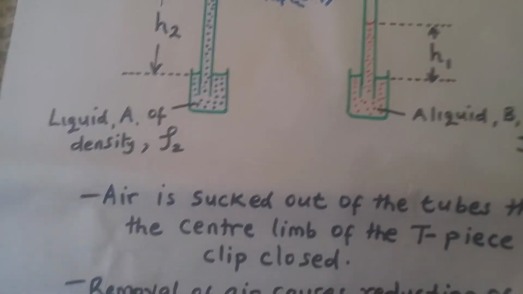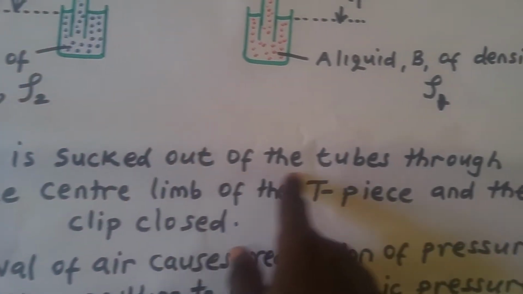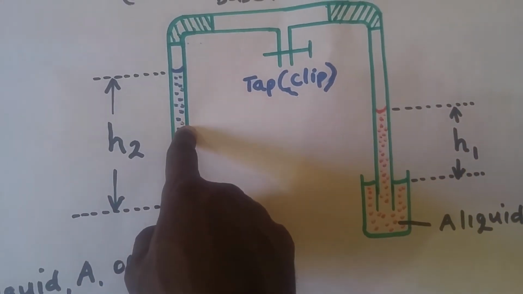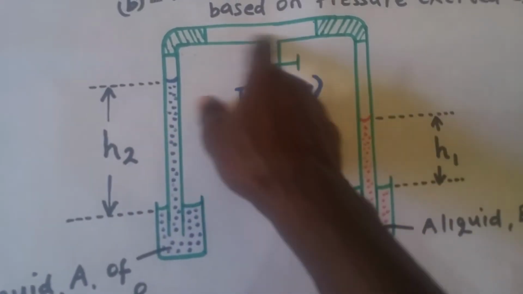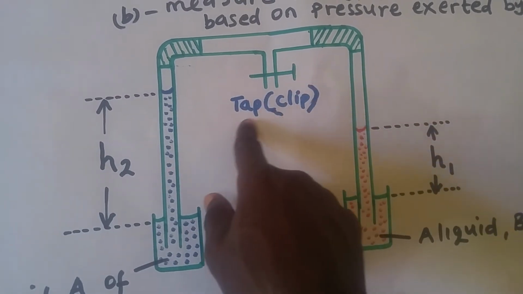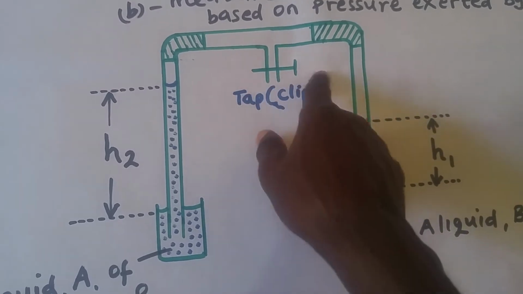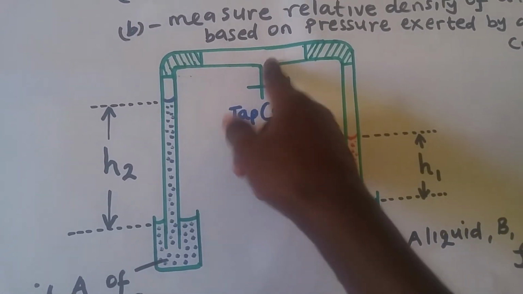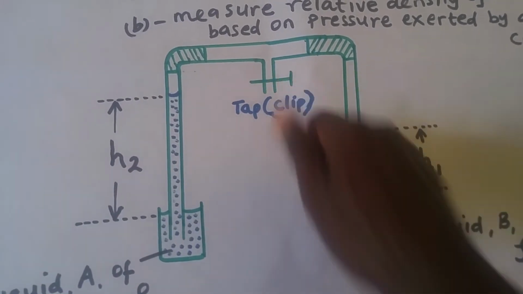So you first remove it. That's why this statement says air is sucked out of the tubes. Which are the tubes? This is a tube, this is a tube. This one is a tube, this is a tube. So there are two tubes there. You suck the air which is inside here. You remove it by using a vacuum pump. When you are sucking, you first open the tap. You connect to the vacuum pump, remove the air inside, and once the air has been sucked out, you close the tap.